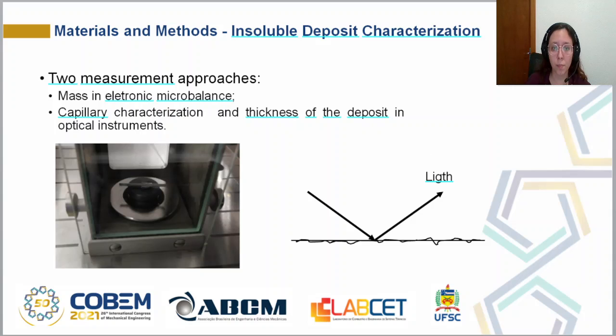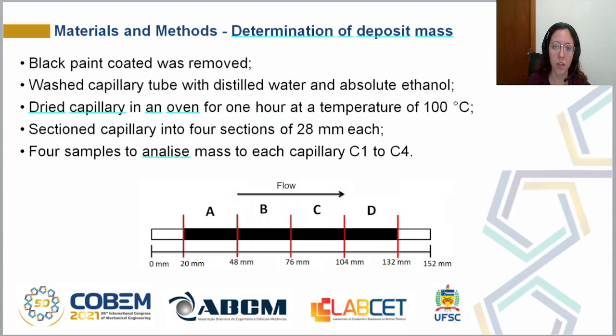We have two approaches of measurement: the measurement of the mass in the microbalance and the image of the capillary with the deposit. For the measured mass, first we remove all the black paint coat and clean the capillary. Then the capillary is sectioned into 4 parts, as seen in the image below.